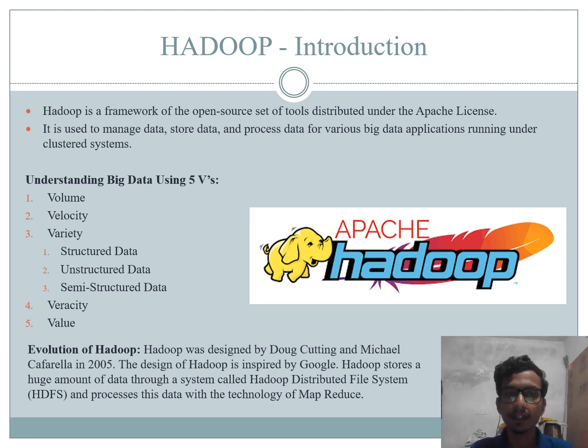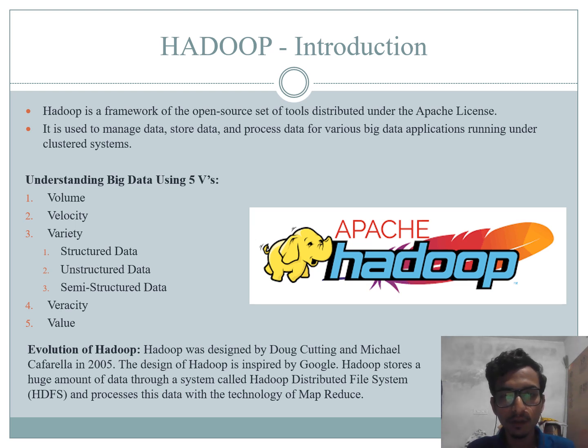Then understanding big data with five V's. As we know, there are five V's of big data: volume, velocity, variety, veracity, and value. The data is rapidly increasing in volume, and it is increasing with a certain velocity. It has varied data, that is structured, unstructured, and semi-structured. So these are the variety of the data. There is a specific veracity to the data, and there is a specific value to the data. So these five V's define how big data is in the field.